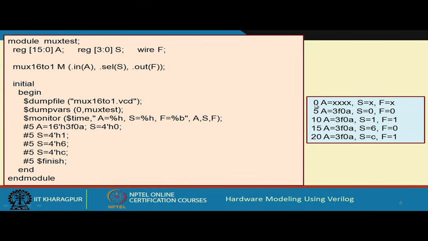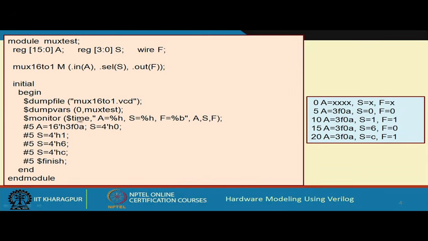Now, initially at time 0 when the simulation starts, A is not initialized, S is not initialized, F is not initialized. So, all of them are showing X, right. Okay. So, you see, just from the behavioral specification you can do a simulation and you can get the simulation result like this.